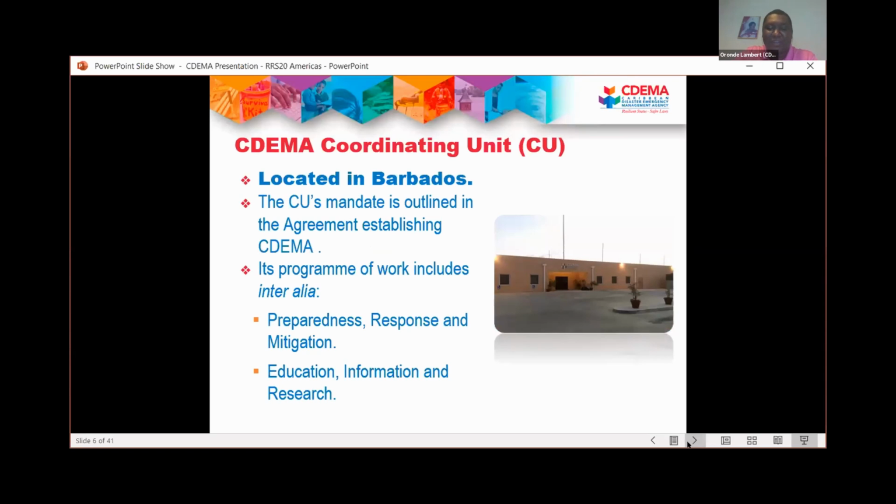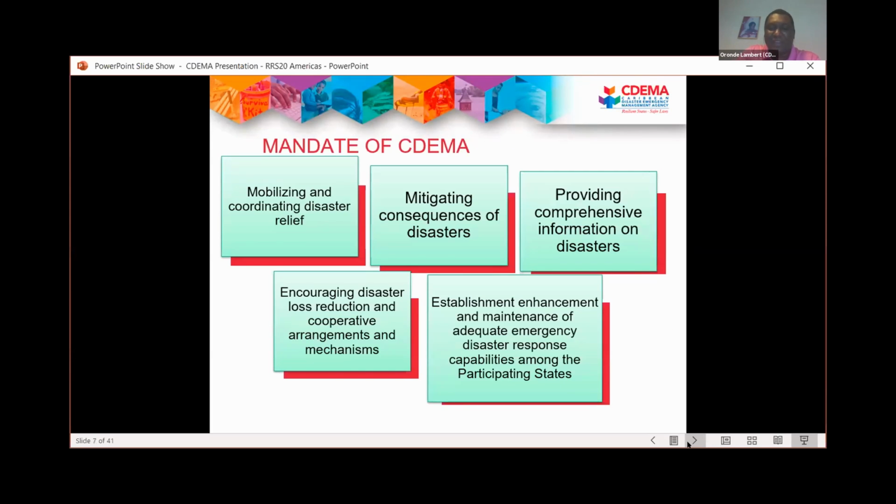We're located in Barbados, and our program of work includes preparedness, response, mitigation, education, and information and research. And that briefly tells you what our mandate is. One of the key things is that we mobilize and coordinate disaster relief, which is probably the one area where we are known for and judged on, and that is how we deal with a disaster response.